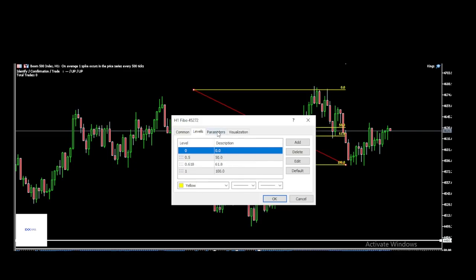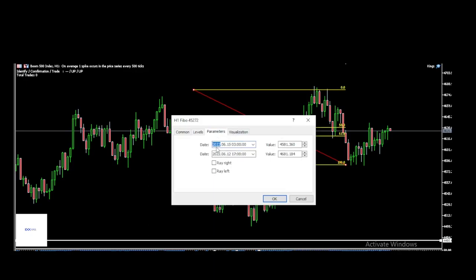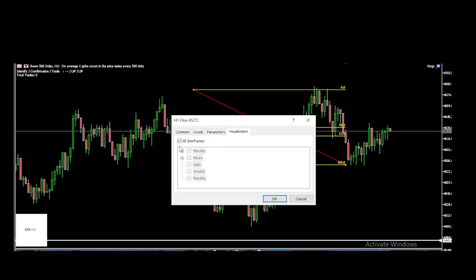This is how my own looks like. Then this parameter, you don't have to do anything here. Visualization, this is where you set the time frames you want it to show. So you have to select all time frames, because we need our Fibonacci to show in all time frames anytime we put it in. Okay, so this is how to set up your own Fibonacci.